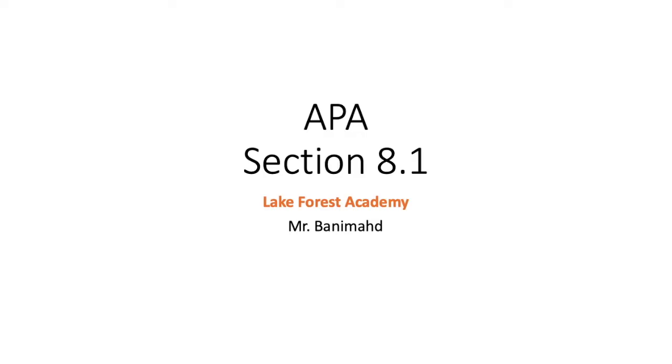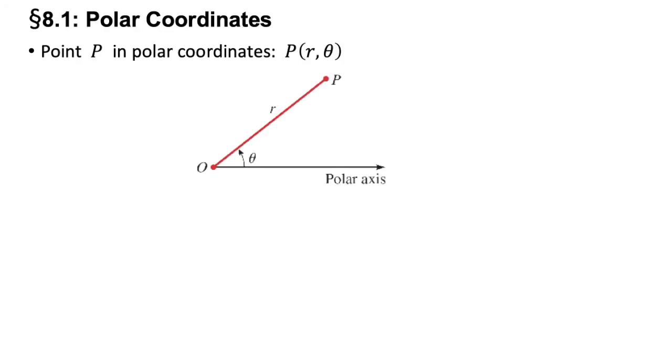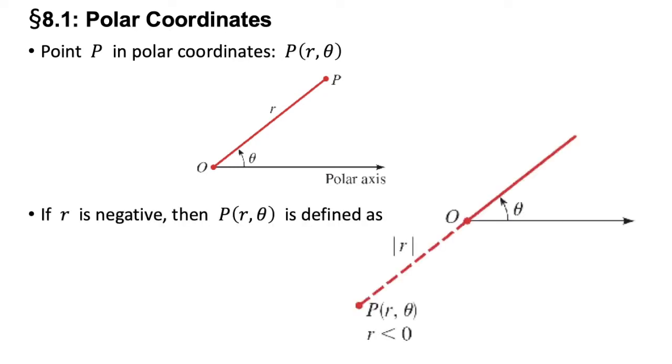Section 8.1 Polar Coordinates. Polar coordinate system uses distances and direction to specify the location of a point in the xy plane. The point is described with a radius r and angle theta. If r is negative, then the point (r, theta) with a positive r is graphed and reflected through the origin.